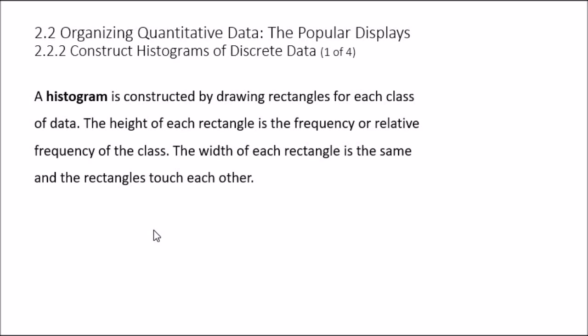Now we want to construct histograms of the discrete data in the previous example. The histogram is basically a graph that is used to represent quantitative data, and it's very similar to the bar graph, which is used to present qualitative data. A histogram is constructed by drawing rectangles for each class of data. So the major difference between histograms and bar graphs is that the rectangles in the histograms touch one another, but in the bar graph, the rectangles do not touch each other.